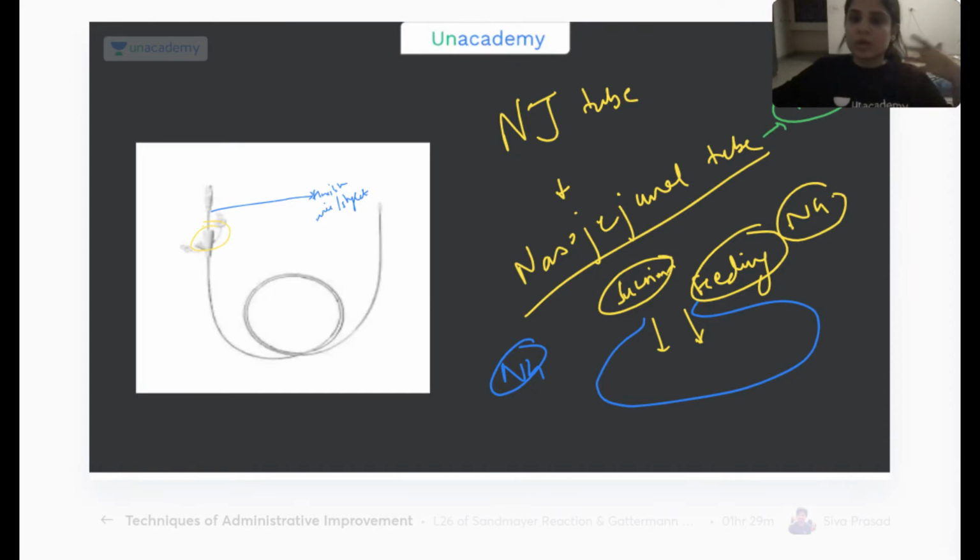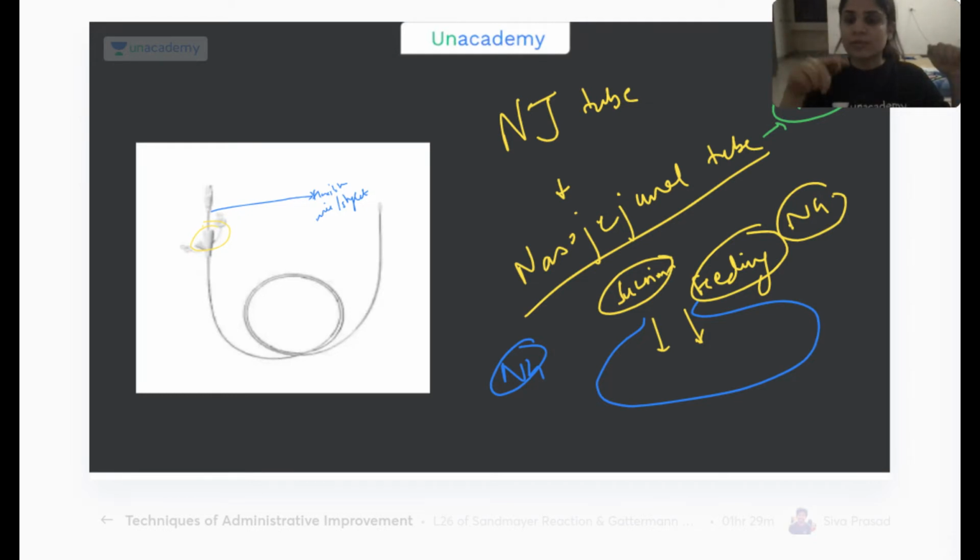Okay. So if you have long-term feeding of the patient, maybe if the patient has a gastrectomy done for CA stomach, you can put a nasojejunal tube across the remnant of the stomach and you can feed the patient for however many days, like maybe 2 weeks or 3 weeks.